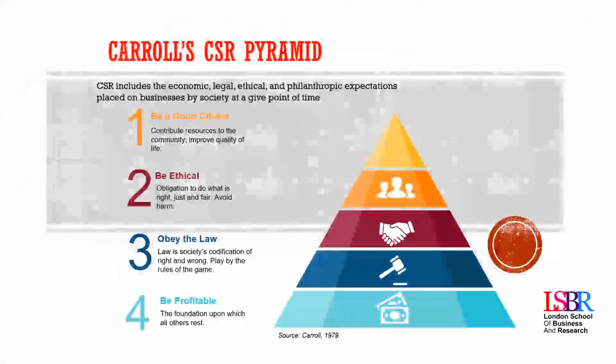Okay, so you're contributing resources to the community, you're trying to improve the quality of life, you're trying to do what's right for people, well above and beyond what you're required to by law. Okay, so that's the 4 layers of Carroll's CSR pyramid.